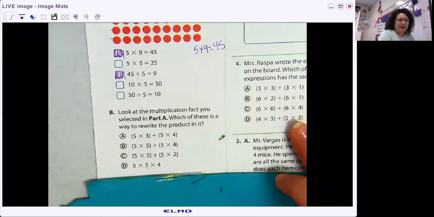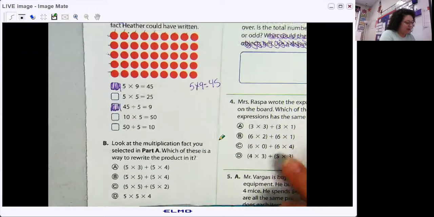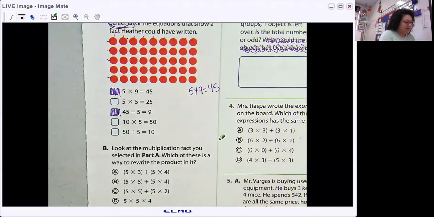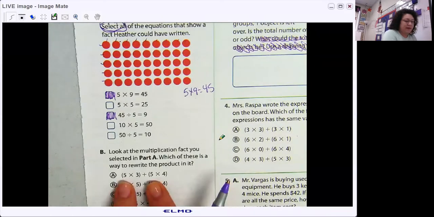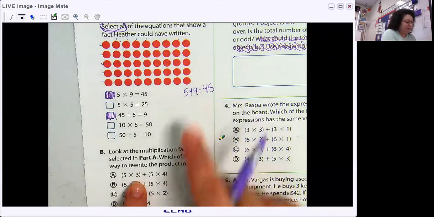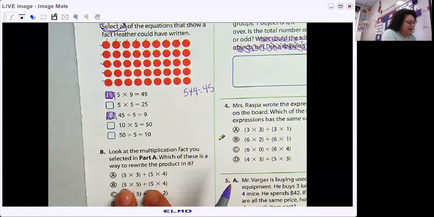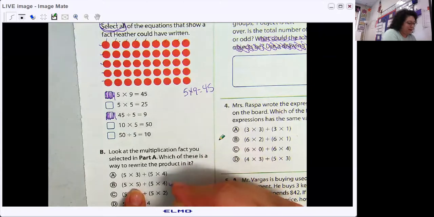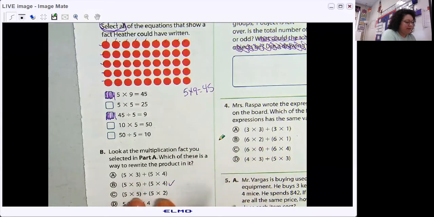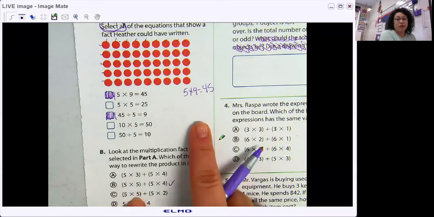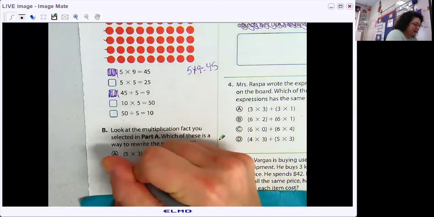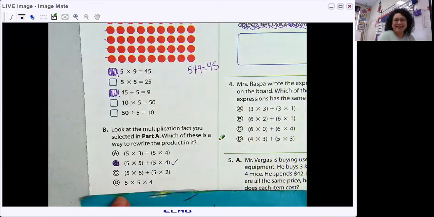Part B is our distributive property. So let's see, 5s are the same. 3 plus 4 is 7. Nope. 5s are the same. 5 plus 4 is 9. Yep. 5s are the same. 5 plus 2 is 7. Nope. Nope. So B is correct.